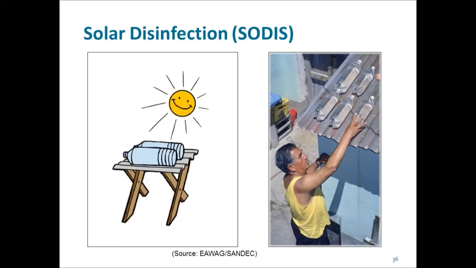Solar disinfection, or SODIS, uses the rays from the sun to kill pathogens in the water. It can be used to disinfect water of small quantities with lower turbidity. Households fill transparent, non-coloured plastic bottles made from polyethylene and place them in direct sunlight. Water can be used directly from the bottle to avoid recontamination.